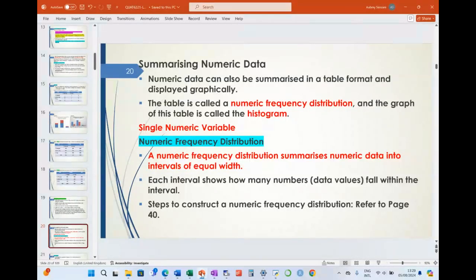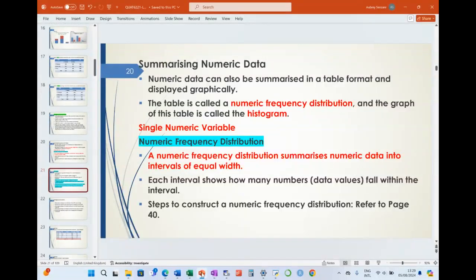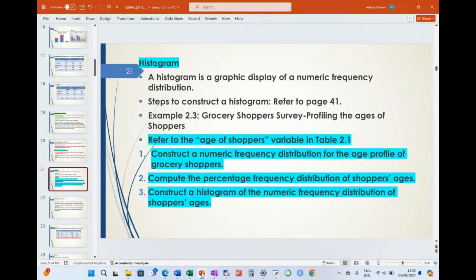So here they're talking about single numeric variables. A numeric frequency distribution summarizes numeric data into intervals of equal width. So that's something we need to take note of. They should be of equal width.